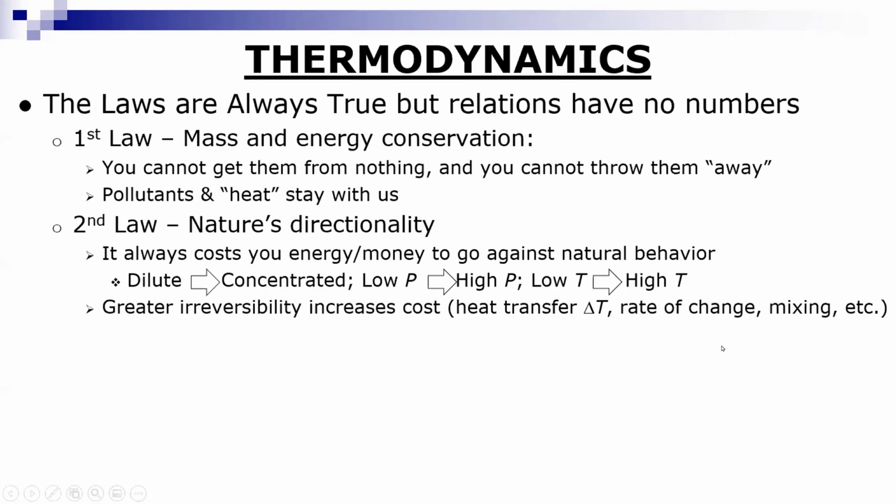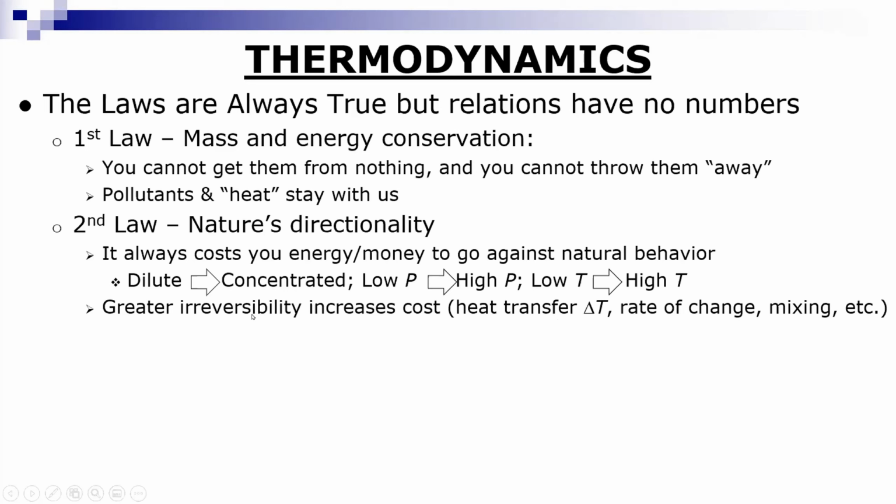The second law of thermodynamics is about nature's directionality. It always costs you energy and money to go against natural behavior. So when do we do this? Well, we want to take something that's dilute and concentrate it. Nature doesn't normally do that. We want to go from low pressure to high pressure. Nature doesn't normally do that. We want to go from low temperature to high temperature with heat. Well, that doesn't happen either. So doing any of these things is going to cost us.